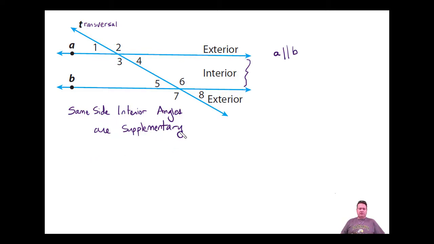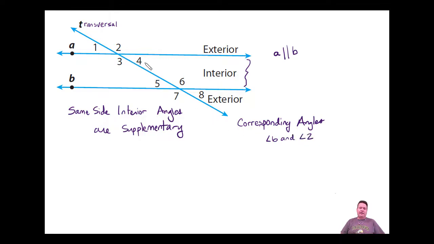The rest of the angle relationships we're going to look at are congruent. And the first one that we're going to look at are called corresponding angles. Now, corresponding angles are in the exact same place. For example, 6 is above line B, and it's to the right of the transversal. So if I look here, which angle is above line A to the right of the transversal in the same place as 6, that would be angle 2.